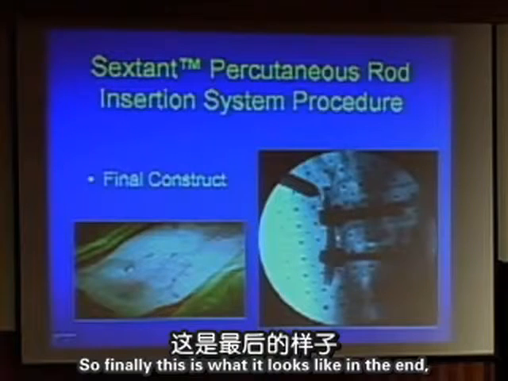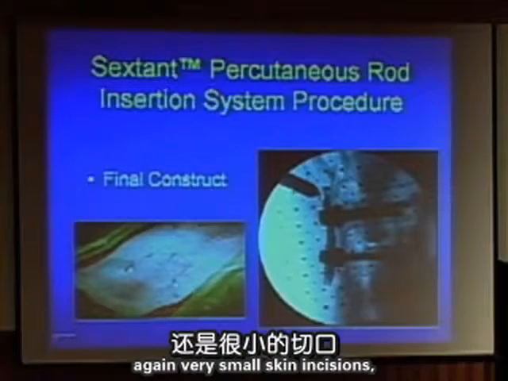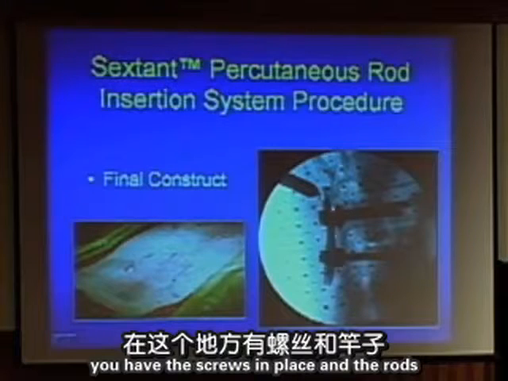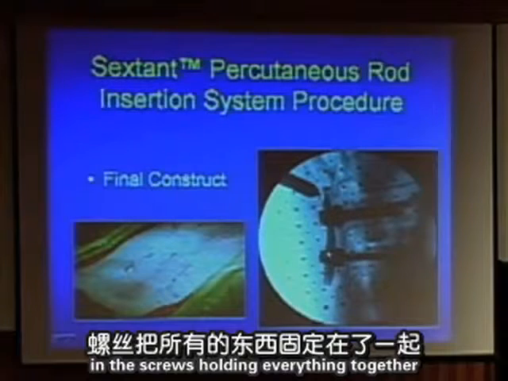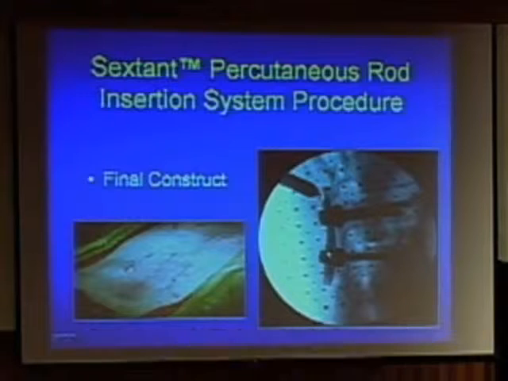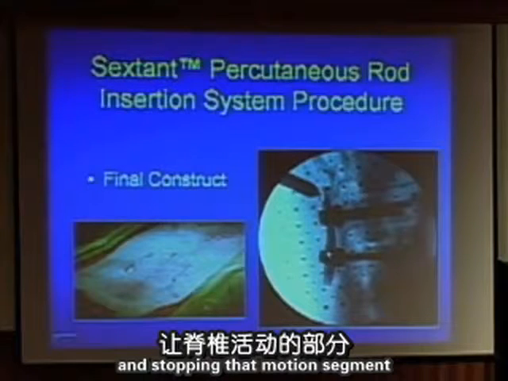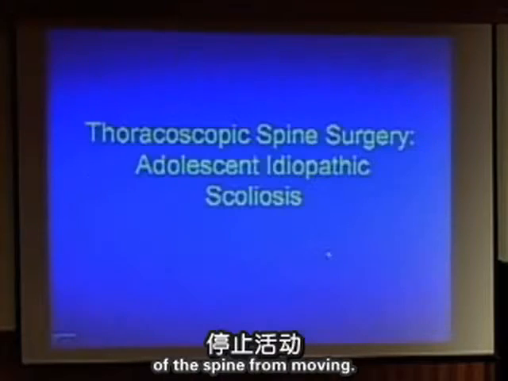So finally, this is what it looks like in the end. Again, the very small skin incisions. You have the screws in place and the rods in the screws holding everything together and stopping that motion segment of the spine from moving.